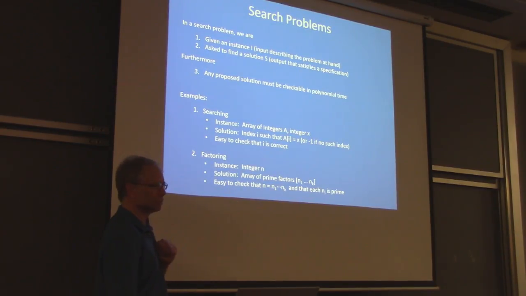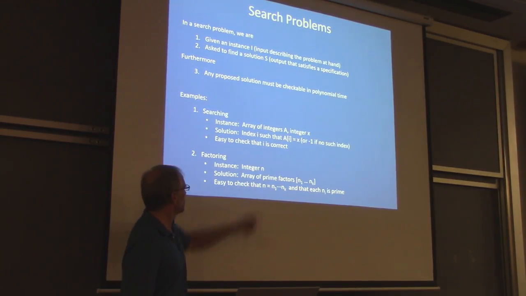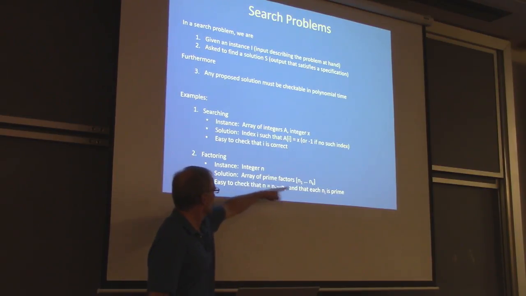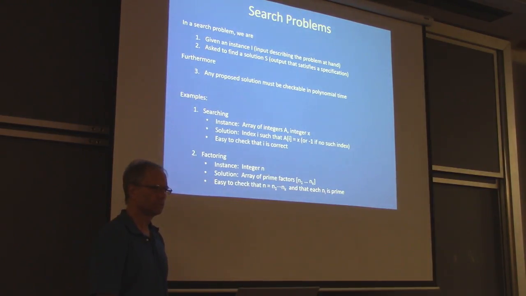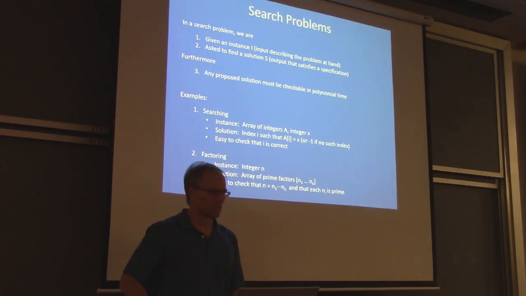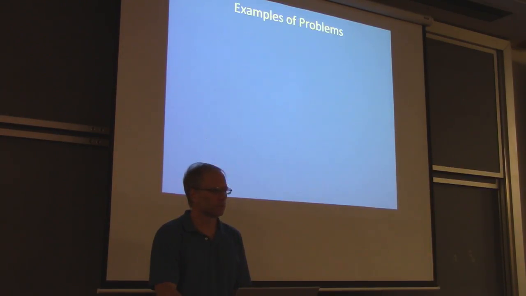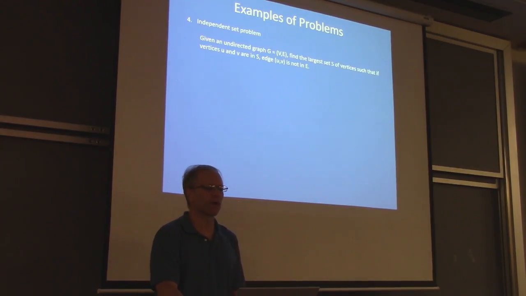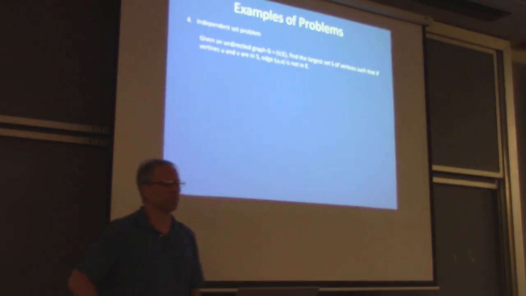What about factoring? The instance there might be an integer n, and the solution is an array of prime factors. That's easy to check. We check that each number is prime, and we multiply them all together and see if we get n back. Well, that's a search problem. So the key step is that there's an efficient way to check that the answer is correct. Okay, let's look at a different problem.